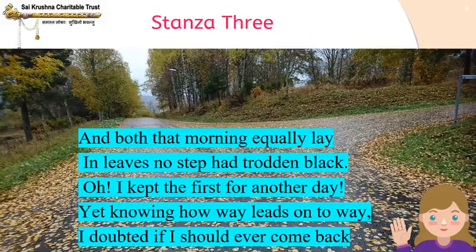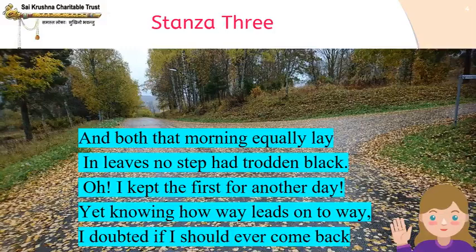Here, the poet talks about why he took a different road in the stanza. And both that morning equally lay, in leaves no step had trodden black. Trodden means crushed by walking on. Trodden black means as people walk over the leaves, they are pressed into the dirt and mud of the path. That will turn the leaves from shades of yellow to browns and blacks. Do you all remember? The leaves were golden yellow, and when people walk over it, the leaves will get crushed to the ground, and they will mix with the mud and become black and brown.